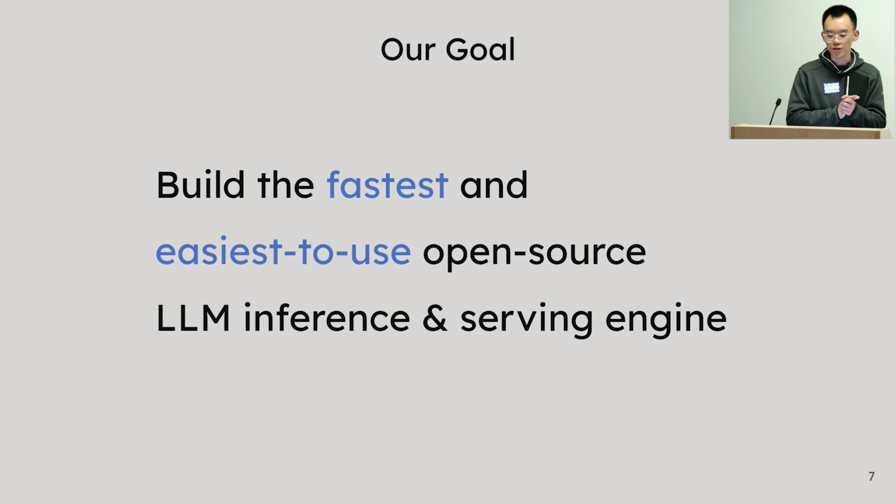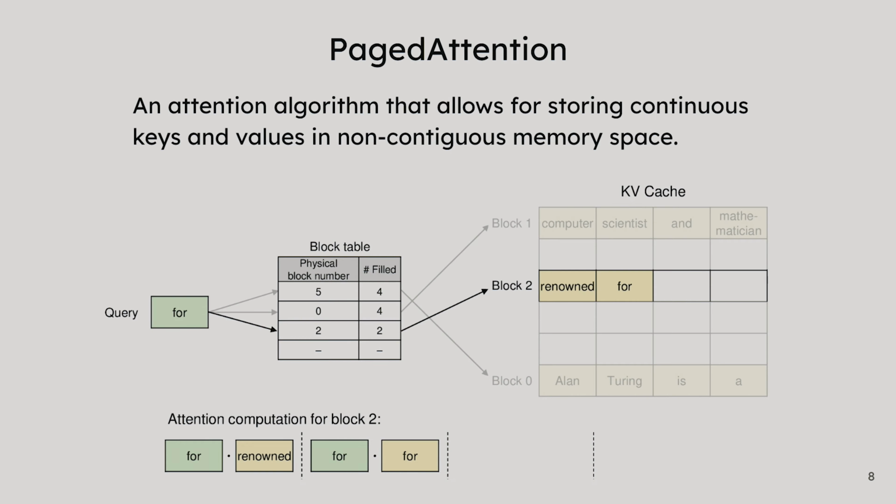All these challenges motivated the vLLM project. We started the vLLM project to build the fastest and easiest to use open source LLM inference engine. Back then, at the time we started the project, all open source solutions were slow or very difficult to use, so we decided to make one by ourselves.